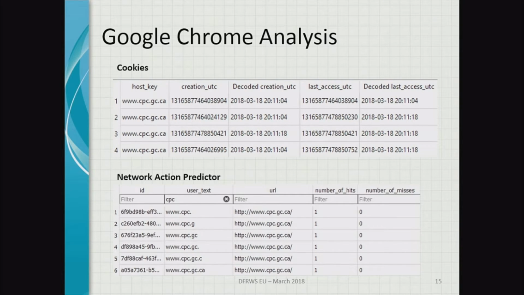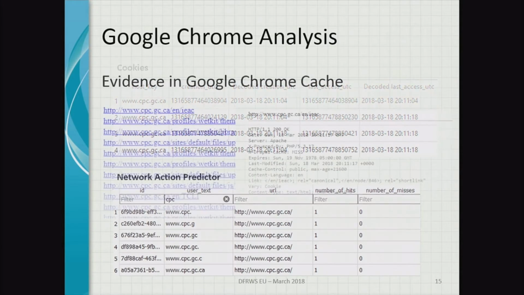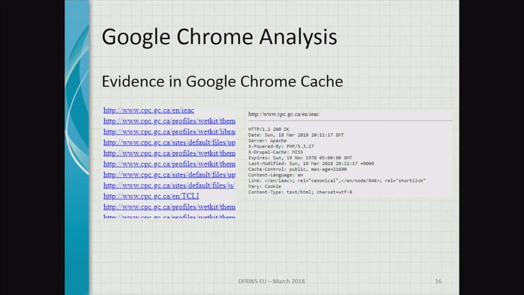The next thing I looked at was the network action predictor. It's the same thing: we have some activity here for the Canadian Police College, and in this case there was no timestamp in this particular SQLite file, but I know this is activity that does not sync based on the testing I did. The other thing is the cache. Cache doesn't sync in Chrome. So in looking at the cache activity, I was able to find cache for this particular website that had been served, and that was found in history.